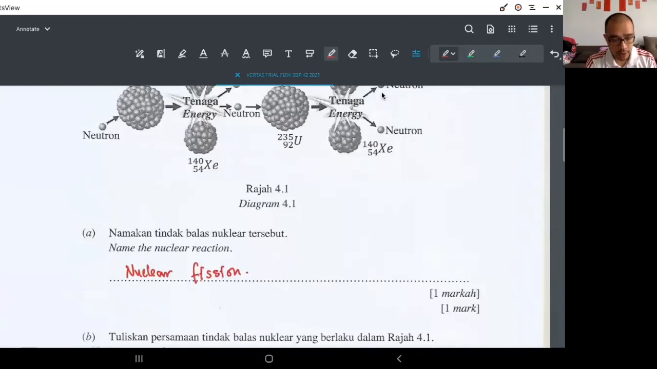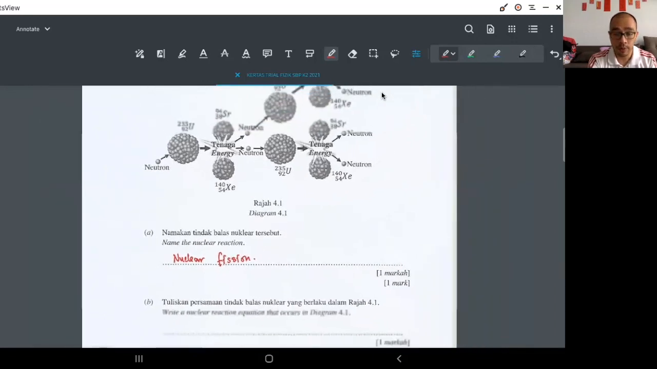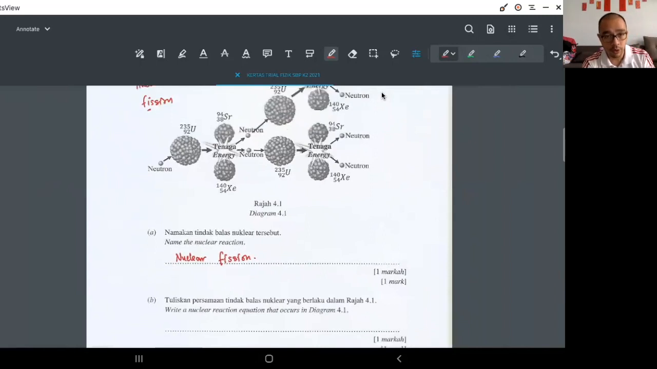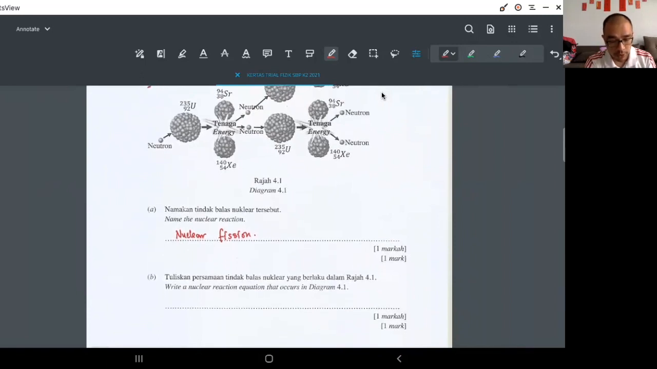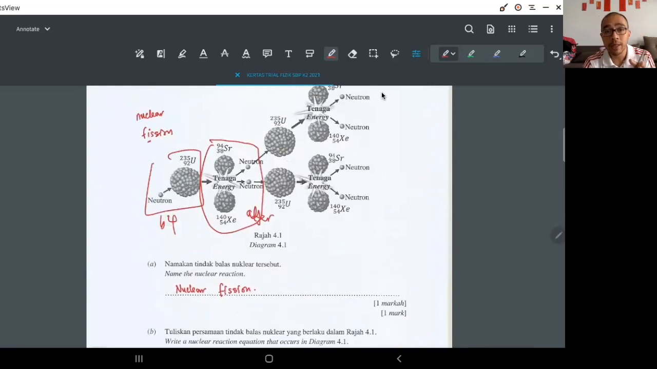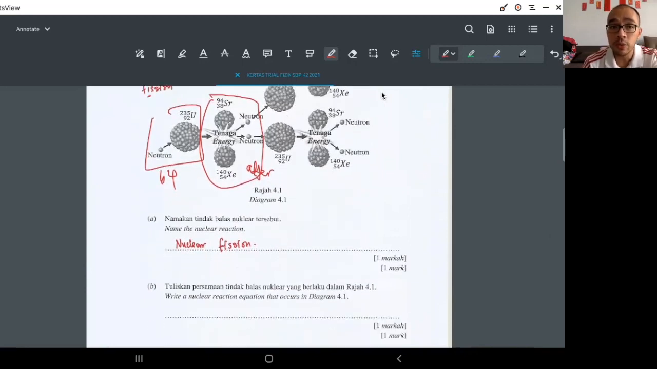Now the next question is write a nuclear equation that represents the reaction that occurs in diagram 4.1. I'm going to zoom out a little bit to be able to show. So this is before and this is after. Oh, interesting. Only two neutrons. So we have to follow the reaction very closely. Before is only one neutron and the uranium. And then after is two neutrons. Usually we are used to three neutrons, but in this case it's two neutrons and two side products.